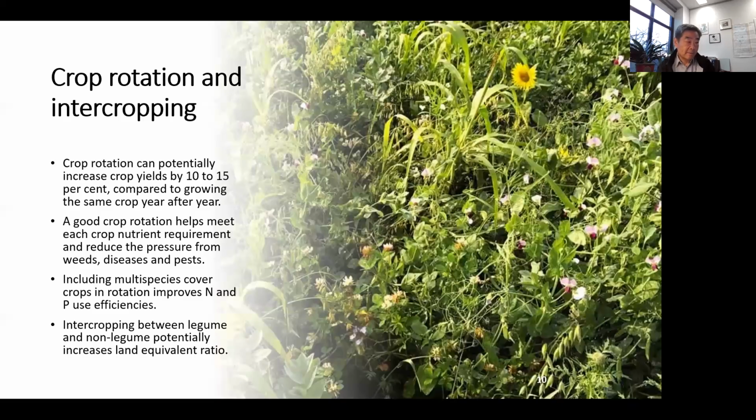Intercropping is similar. If you intercrop a legume and non-legume crop, that would potentially increase the land equivalent ratio. And Jeff Schoenau's study has indicated that. He actually used flax and chickpea, and mustard and pea intercrops. And he found that not only would this kind of intercrop combination improve the nitrogen use efficiency, the legume crop also releases some organic acids which help to dissolve the phosphorus that was fixed by the minerals and release it for other crops to use, which will become available for the next crop as well.